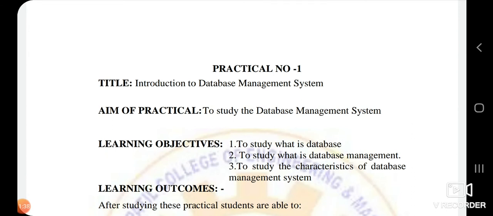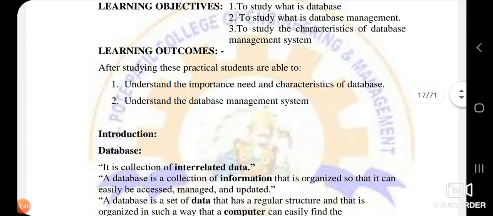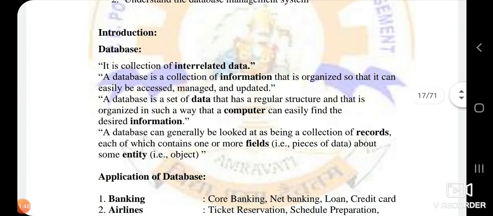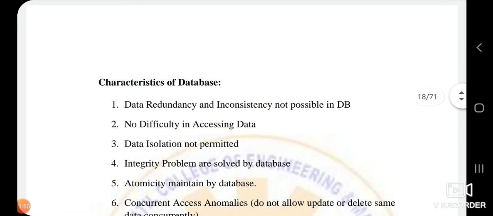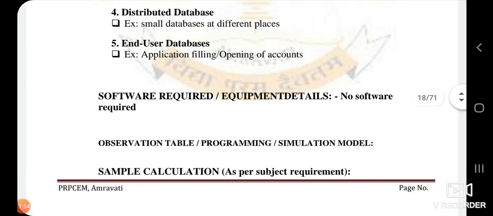First it should be the title. What is the title? Then what is the aim? Then objectives. Aim is different from objectives, title is different from aim, and then what are the outcomes, and then what actually is that particular practical. So we are going through this, and along with it, what software is required. So here no software is required.